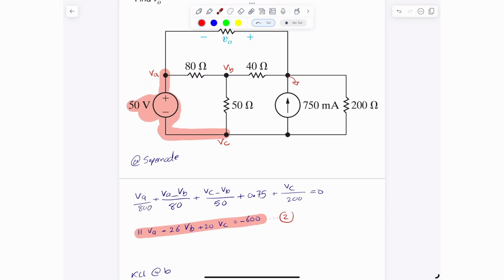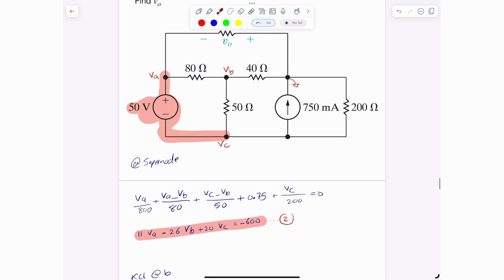So the third equation we have, because remember we have VA, VB, and VC, so we need 3 equations. We wrote one for the VB, we wrote one for the supernode. Well, where do we get the third one? Obviously we can't write anything in here. This is the same as VC.